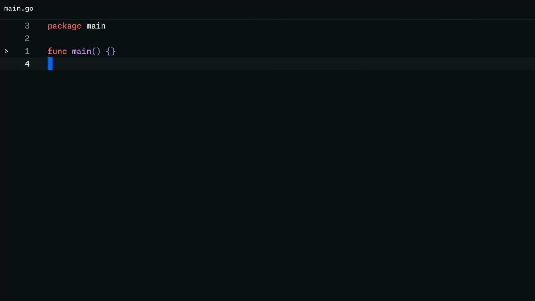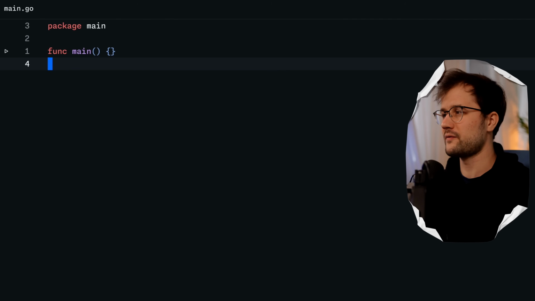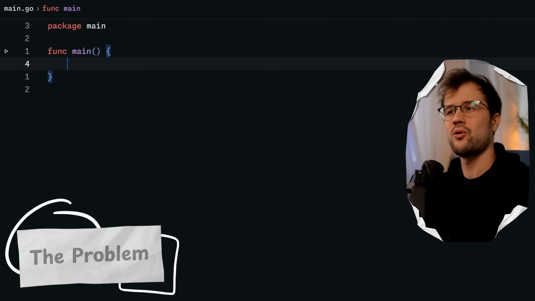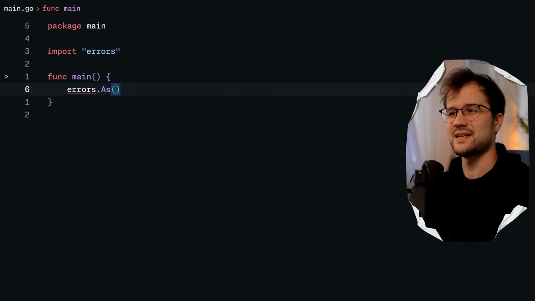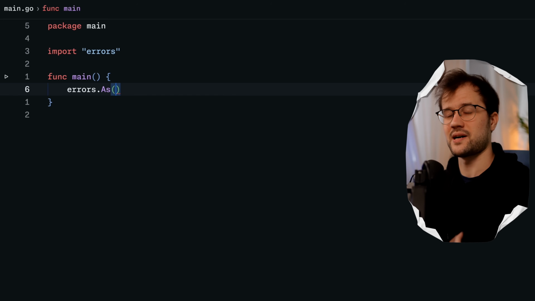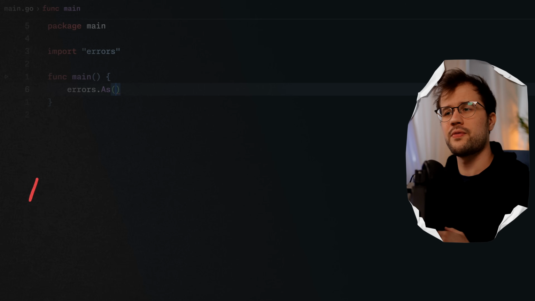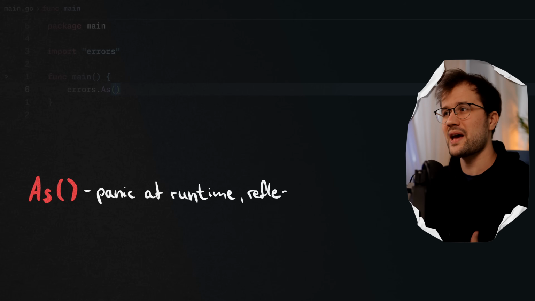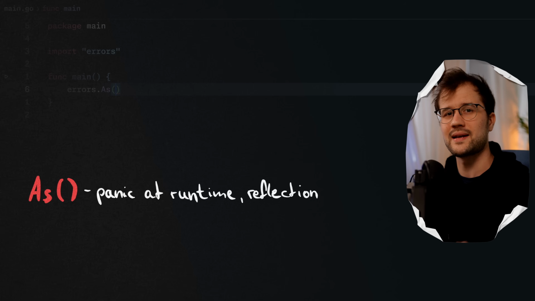Okay, let's first clarify the original problem with the currently existing errors.As function. Hopefully we are all aware that this function exists, and I will explain what this really does later on when we approach the use case of using the new AsType function. But generally, the original problem with errors.As is that it might panic at runtime and it relies on reflection, and therefore a misuse isn't caught at compile time.